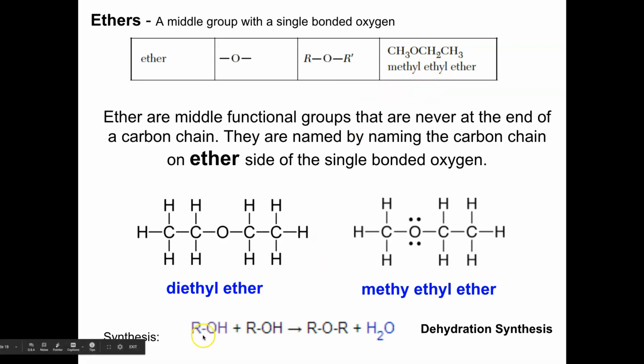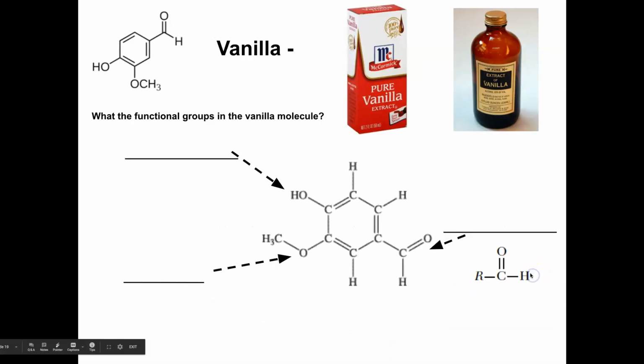And these are made by alcohols coming together. Now honestly, the OH groups would hit each other. We talked about chemical reactions having to have what? Collide with the proper orientation. Well, this OH group would have to hit this OH group. Water comes out, called dehydration synthesis, and they come together. Okay, so moving on. So look at the vanilla extract.